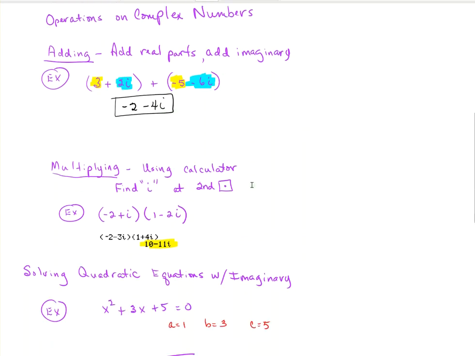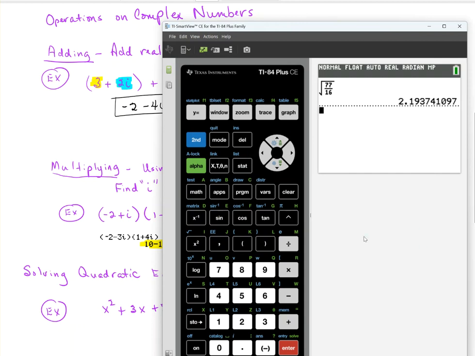Now, on the multiplying or dividing, we could do that by hand. We are not going to do that by hand in the course. We're going to use our calculator. And when you use your calculator, you're going to find i at second and the decimal key. So let me pull the calculator up, and we'll clear what's there.